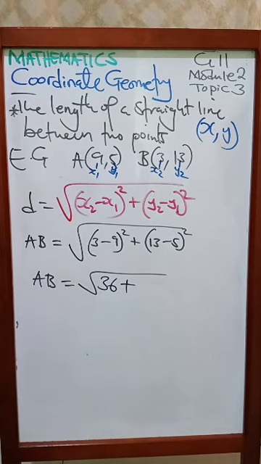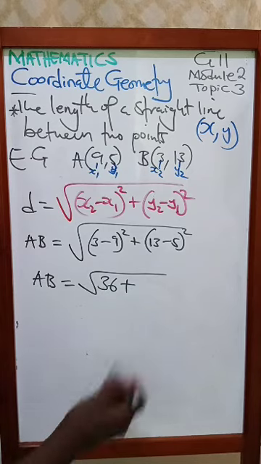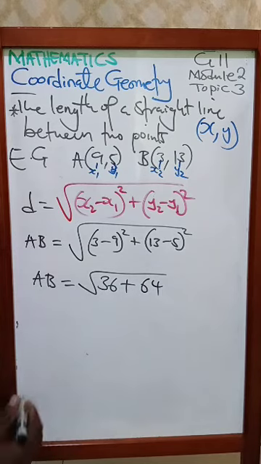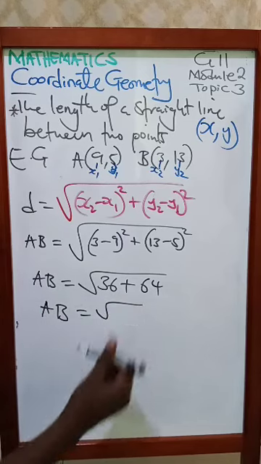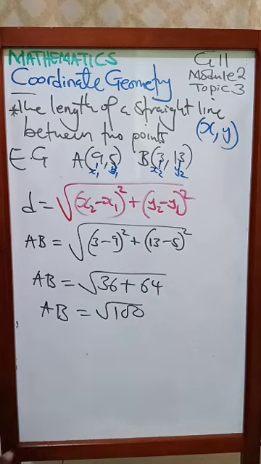So 13 minus 5, what do we get when we say 13 minus 5? So 13 minus 5 is 8. Then 8 to the power 2 is 64. So the line AB therefore is equal to 36 plus 64, you get 100.